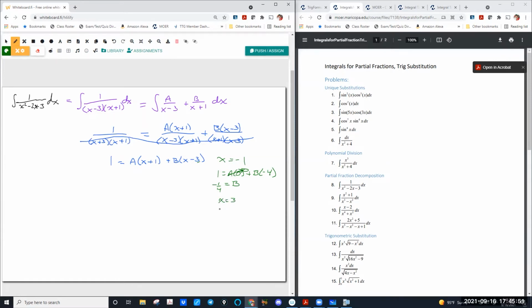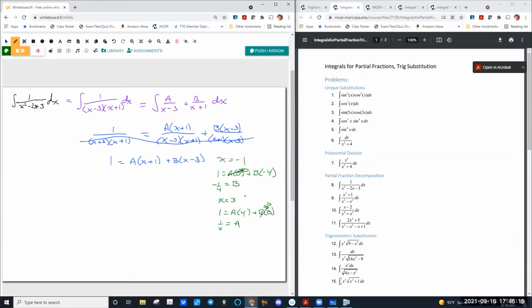And I get 1 equals A times 4 plus B times 0. And this, guys, this does work. This is mathematically sound. There's nothing wrong with this. It just isn't general enough to handle all of our cases. When we have repeated roots, which is going to start happening in some of these other examples, this won't work.